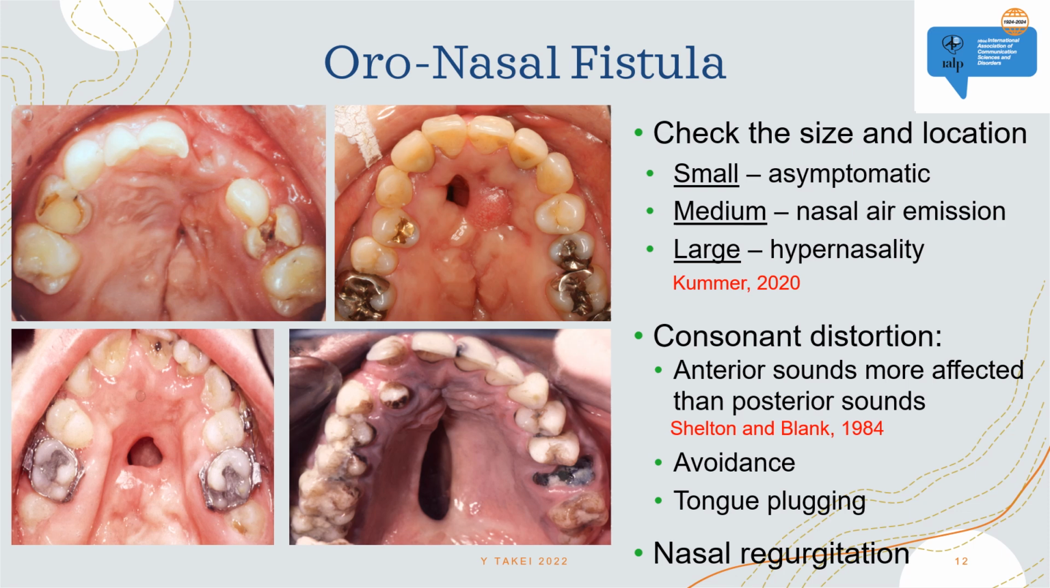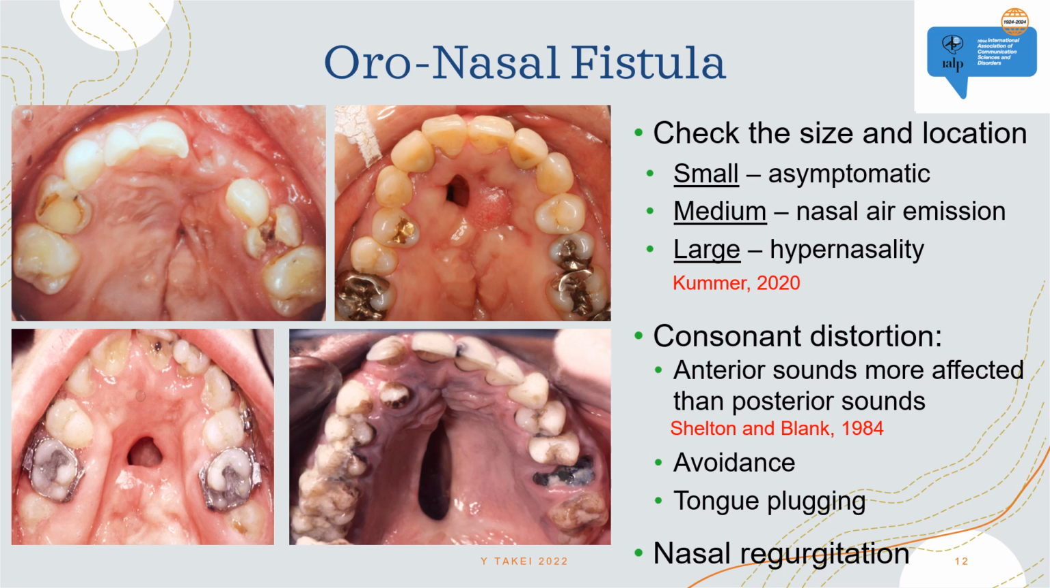Move on to oral nasal fistula. When you are doing oral examination, always look for fistulae and check their size and location. The effect of fistula on speech depends on its size and location. A small fistula is usually not symptomatic. A medium-sized fistula can cause consistent nasal air emission, particularly anterior sounds. A very large fistula causes hypernasality and nasal air emission.